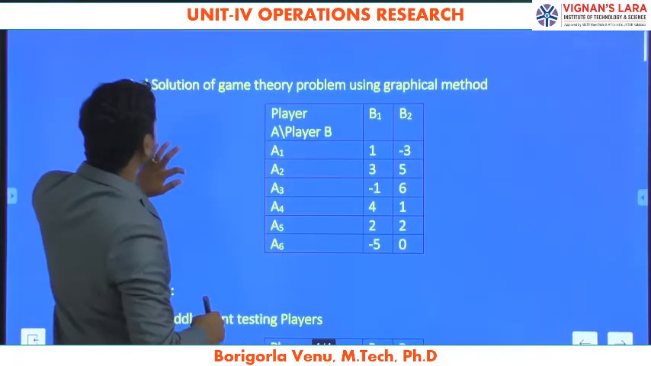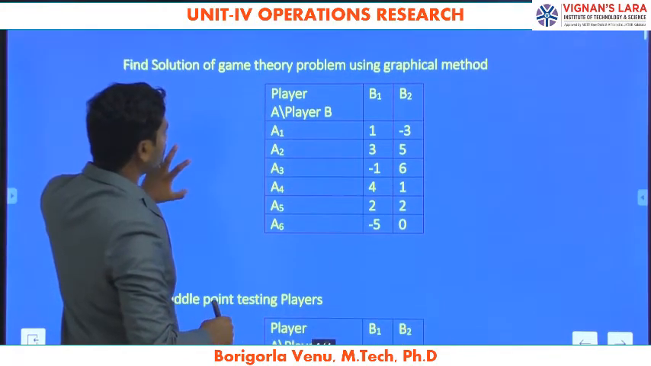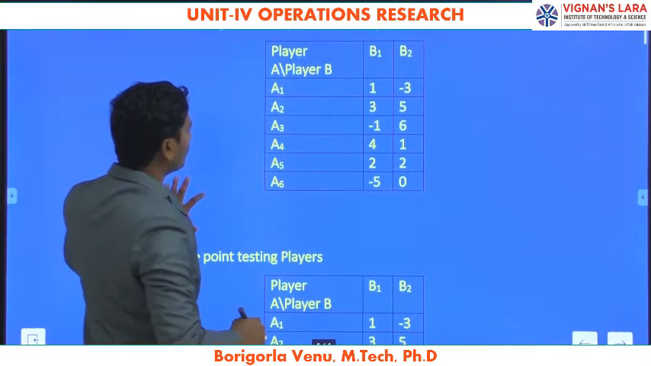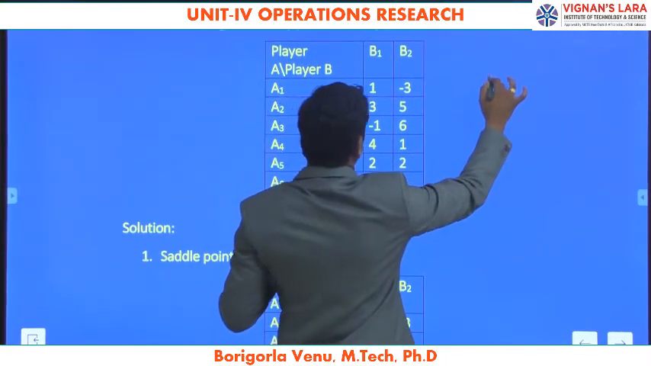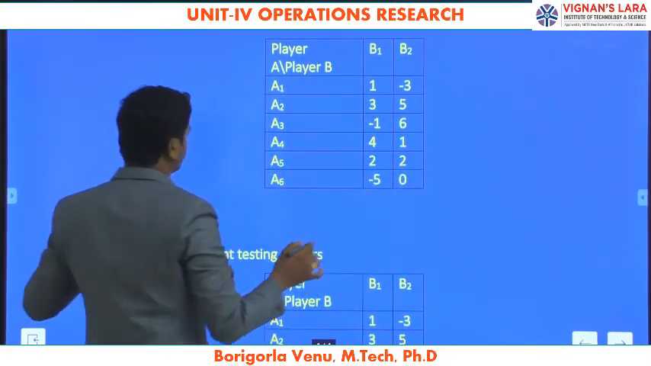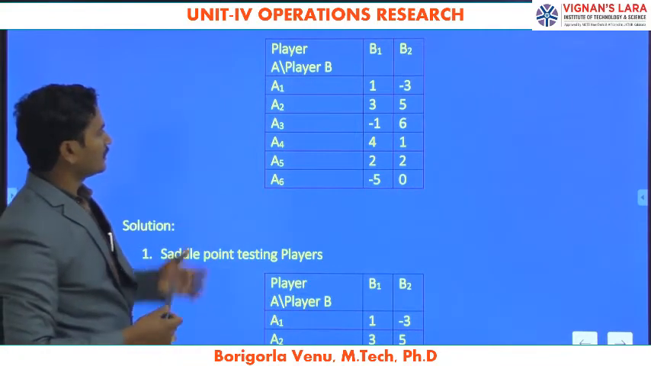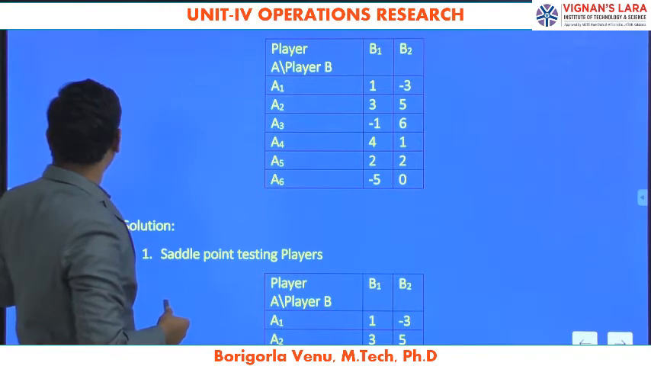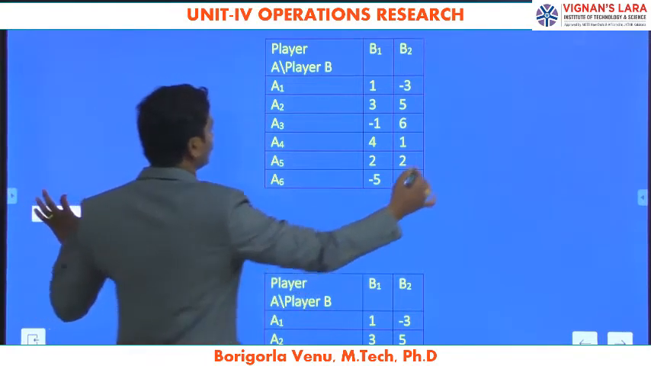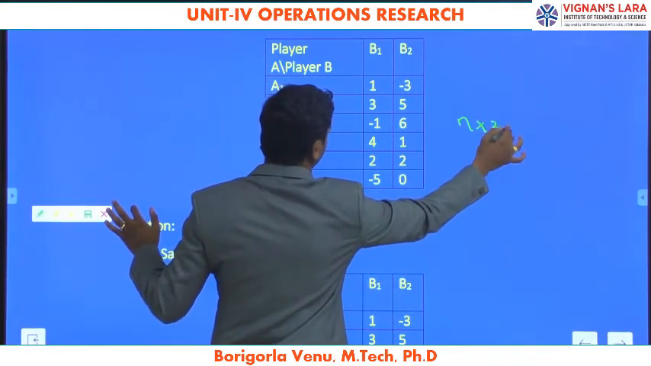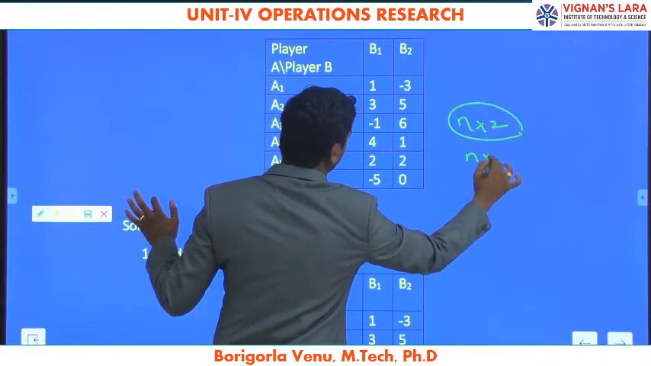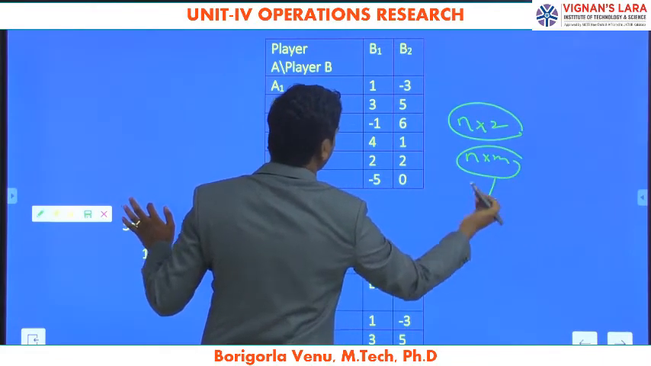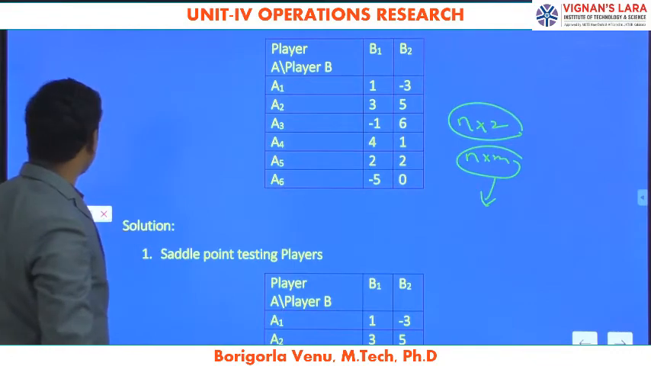Here I am going to solve the problem by the graphical method. It is an n by m matrix; it is an n by 2 game. So I am going to calculate this game with the help of the graphical method. It is an example of an n by 2 game. If we have n by m also, the same procedure is implemented to calculate the value of the game.